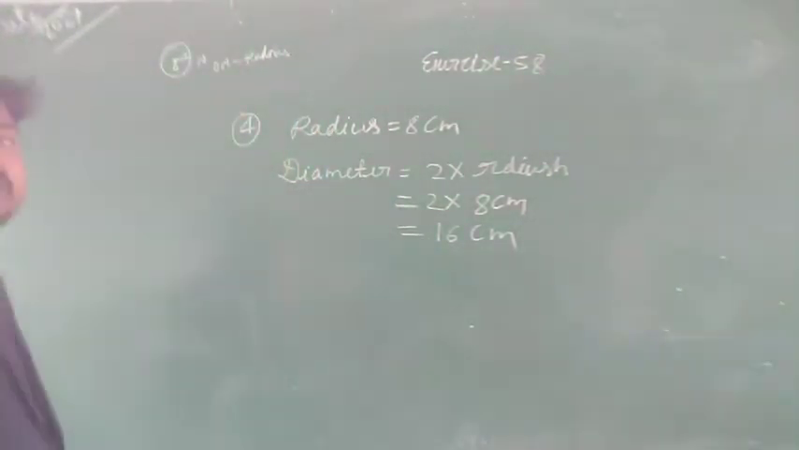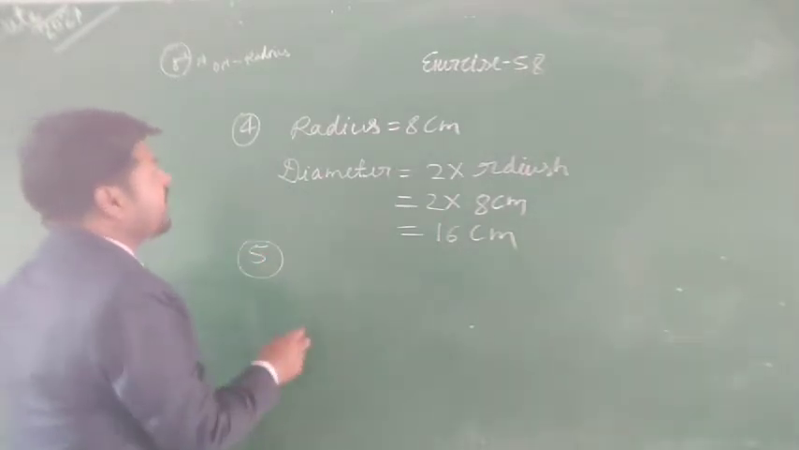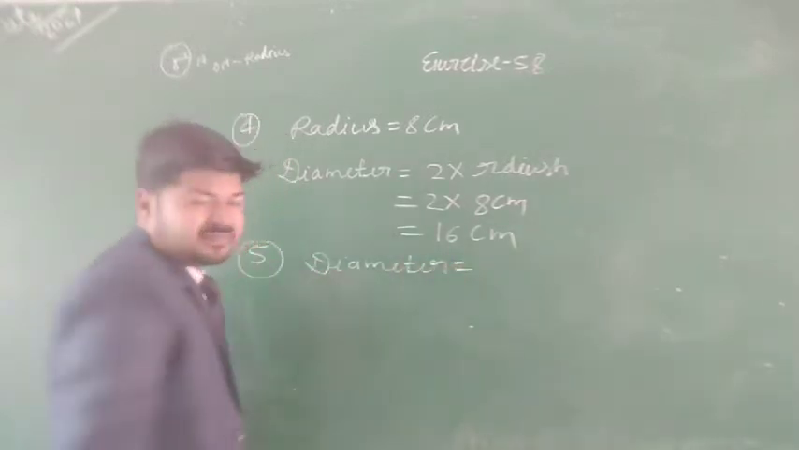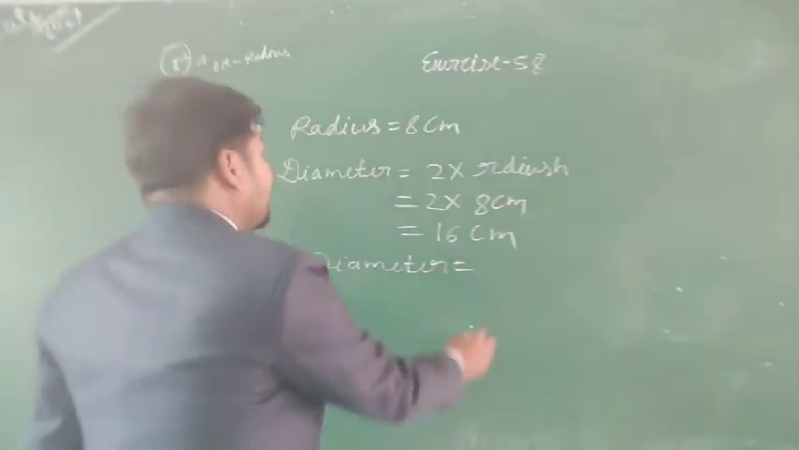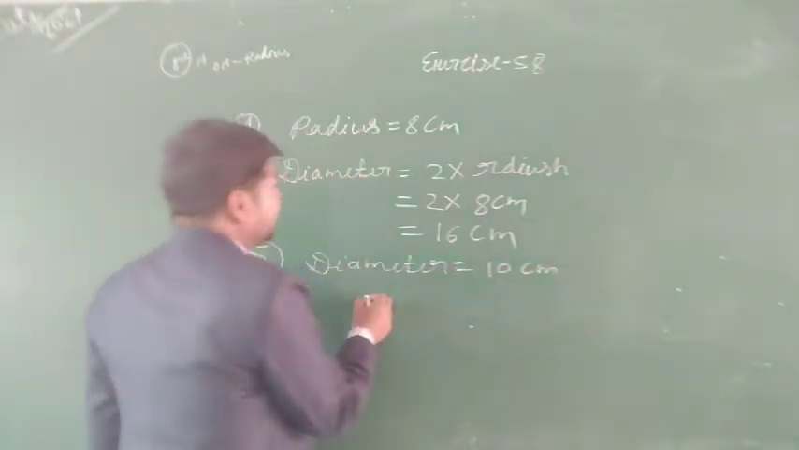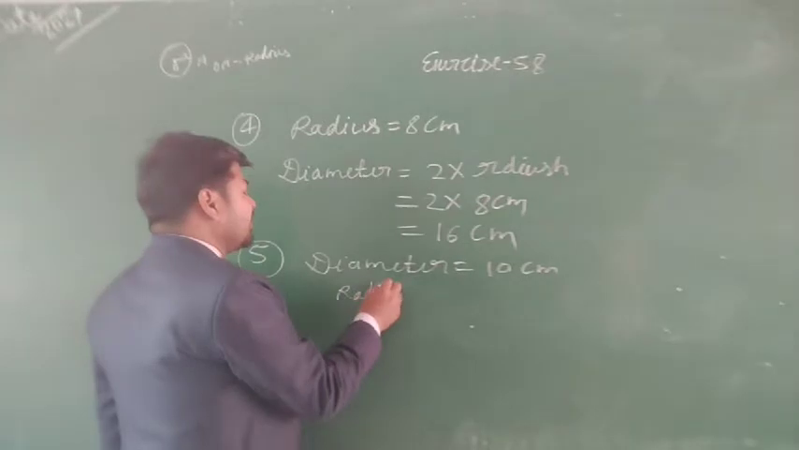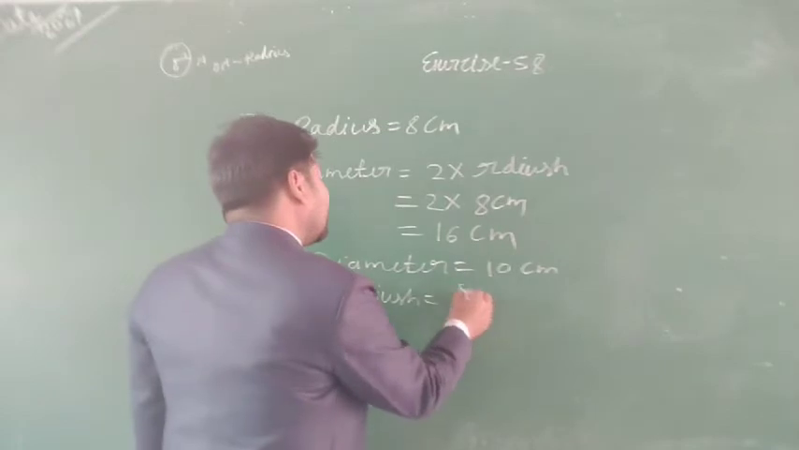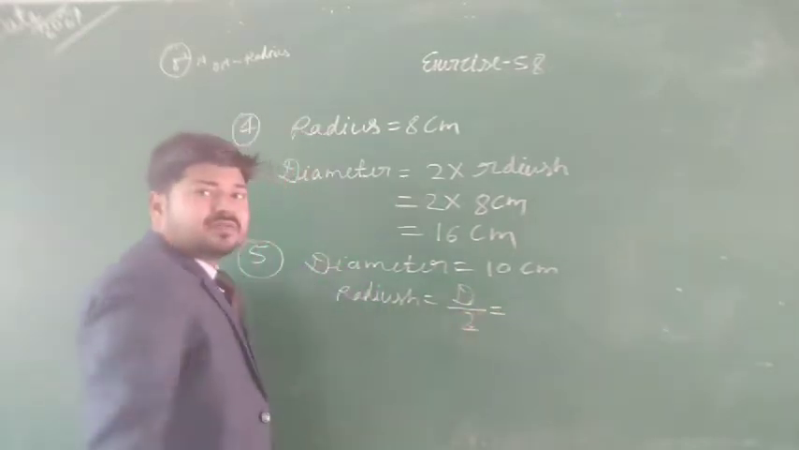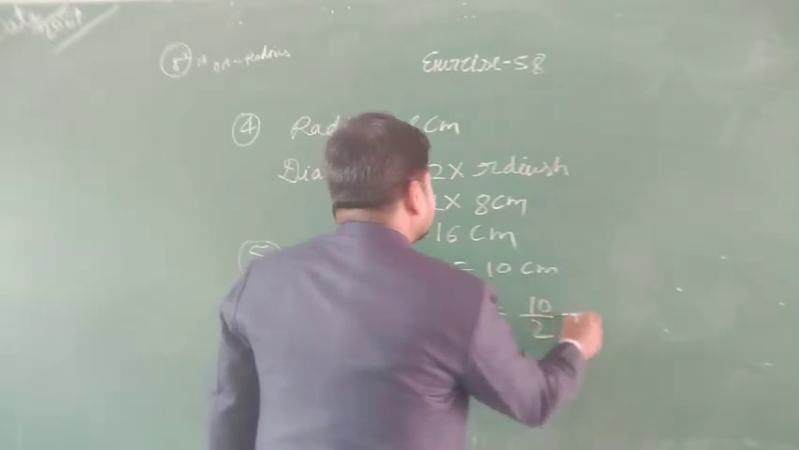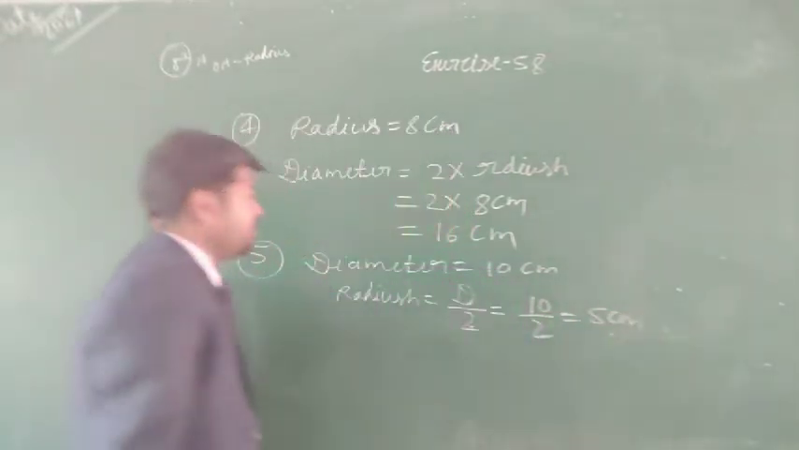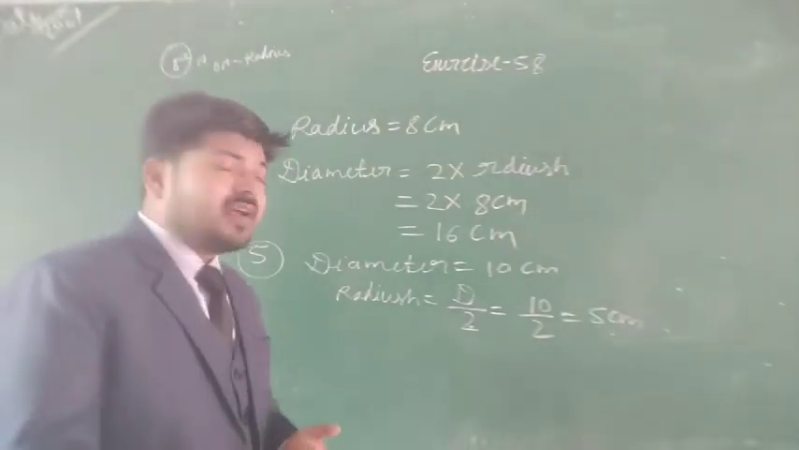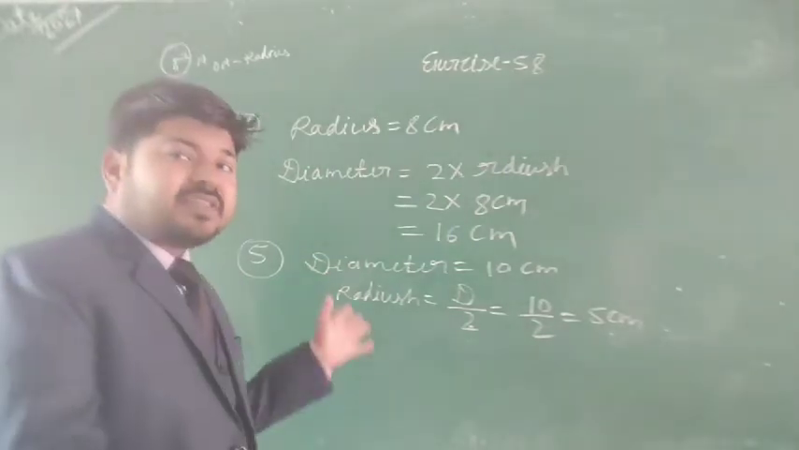Now question number 5. In question number 5, the diameter is given there, 10 centimeter, and it is asking radius. So radius will be the half of diameter. So you can say diameter upon 2. So 10 upon 2 means 5 centimeter will be your radius. The radius is half of the diameter, or you can say the diameter is twice the radius. Okay.